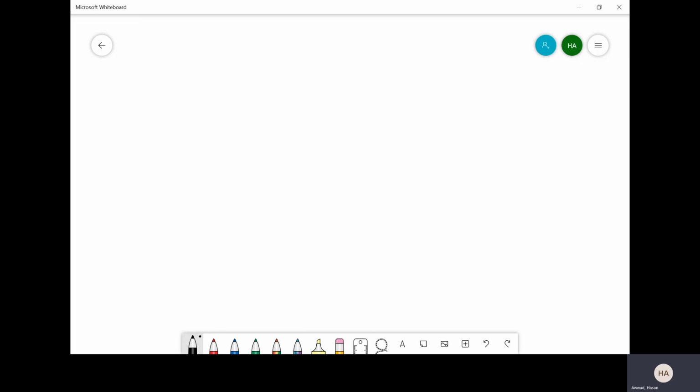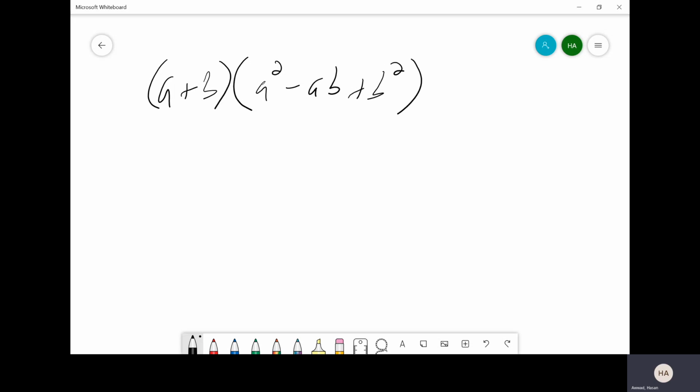Okay, so that was those two, and the last two that we have are what are called the sum of cubes and the difference of cubes. Okay, so whenever we have a plus b times, and this is where it gets very particular, a squared minus ab plus b squared, we will always end up with a cubed plus b cubed.